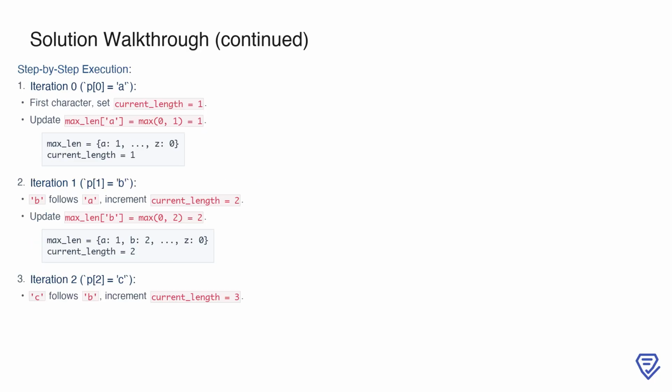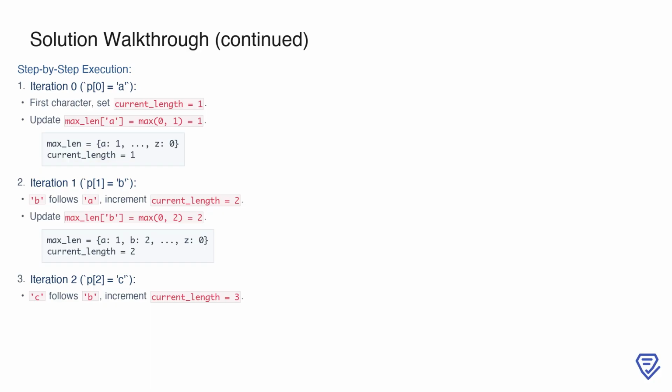Now, for the third example where the input is p equals abcdzab, we again start with max_len initialized to 0 for all letters, and current_length set to 0. For the first character, a, being the starting character, we set current_length equals 1. We then update max_len[a] to the maximum of its current value, 0, and current_length, resulting in max_len[a] equals 1.